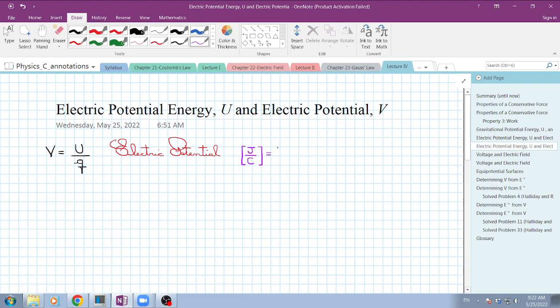This is called volt, and always the same letters. This can get confusing. V for volt, V for potential, V for volume, V for velocity. I know, it can get complicated from time to time.